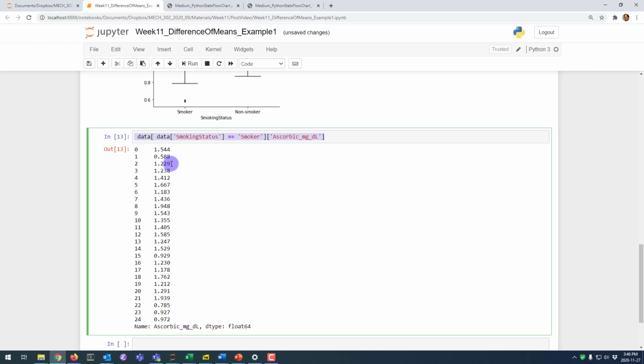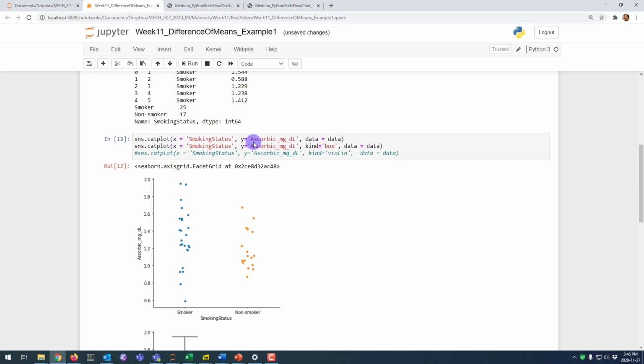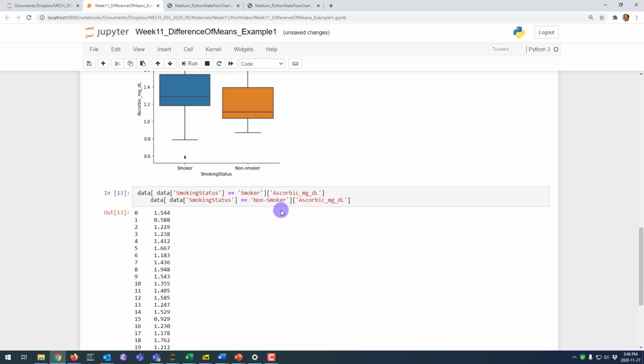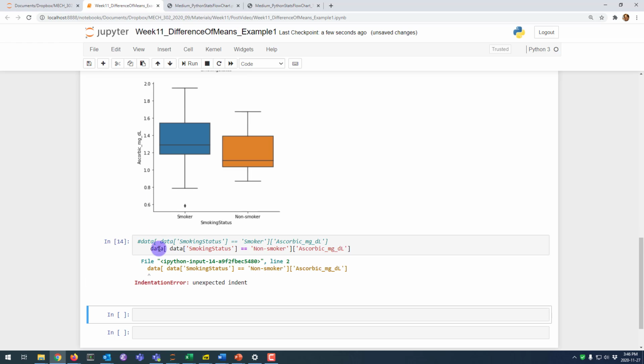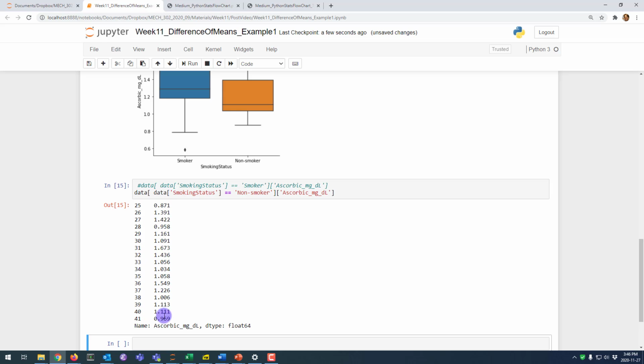Perfect. Now, of course, we're going to want to do the same thing again, but with the smoking status, which is non-smoker. And just be careful with capitalizations. Again, I have to be careful with capitalizations. It's a lowercase s. So put that in there. And let's comment that out for a second. We can't indent, of course. There we go. So these are the data points that come from the non-smokers.